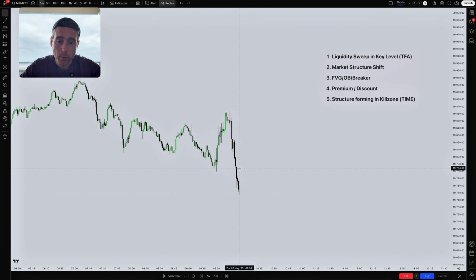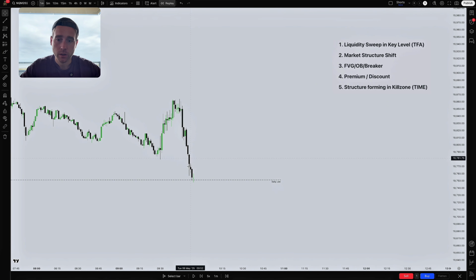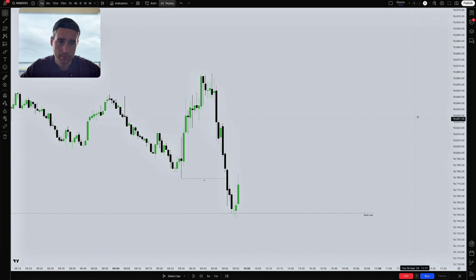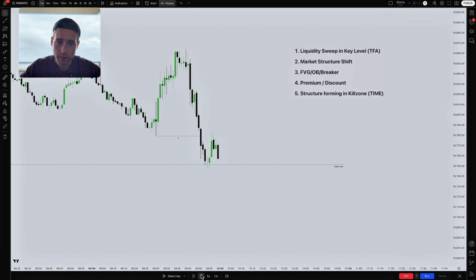And in this final example, we're looking at NASDAQ on the 1-minute chart, and we are in the New York kill zone. And we have an old daily low right here. So what we want to see is a liquidity sweep where we take a swing low here, and from here you want to see a market structure shift. So do we get it already? No, because there's no last swing high being taken out.